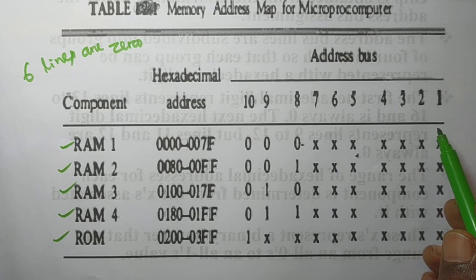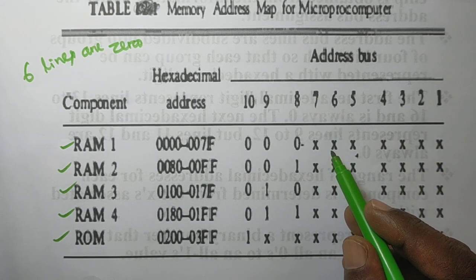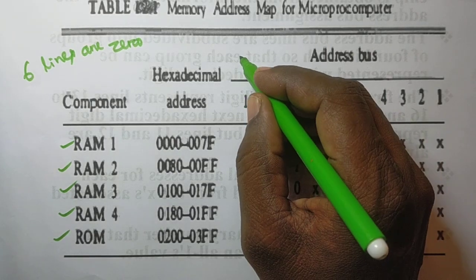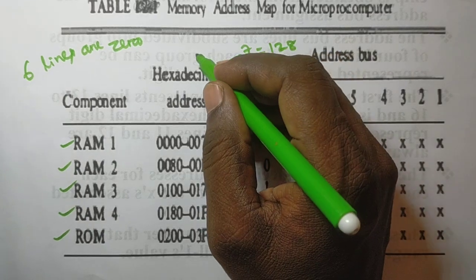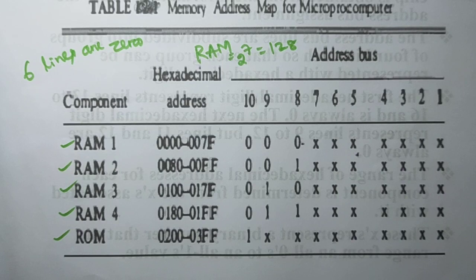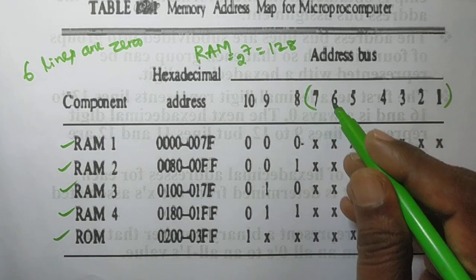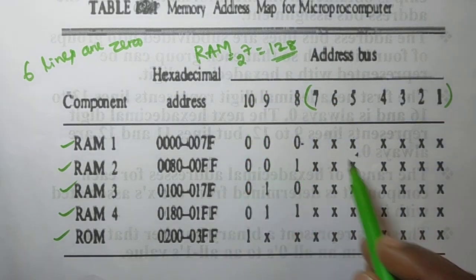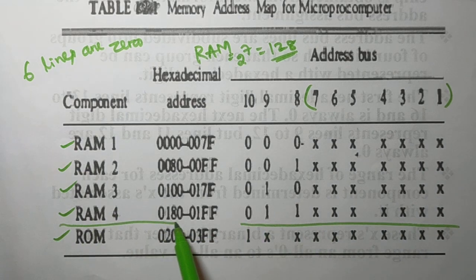You see, initially I told you that for lines 1 to 7, all are X, because 1 to 7 means 2 to the power 7, you can calculate. 2 to the power 7 is 128. Okay, capacity is 128. For RAM, capacity is 128. But after that, they will choose which RAM will be considered. For that reason, you see, 1 to 7 is common, all are X. It is because of the 128 capacity, 2 to the 7. So 1 to 7 are all used for RAM.